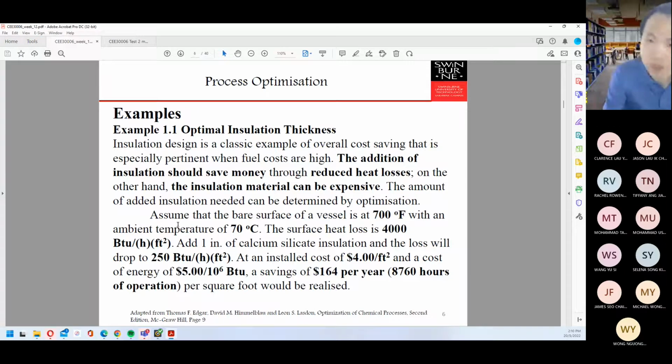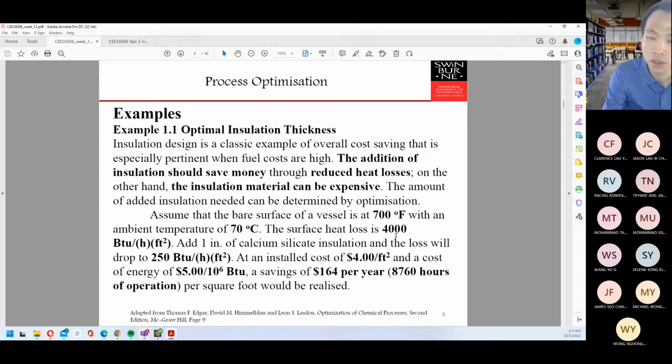Now, let's assume that the bare surface of a vessel is at 700 degrees Fahrenheit with an ambient temperature of 70 degrees Celsius. I think I need to go and revisit this again. This is probably 70 degrees Fahrenheit. I need to check again whether this is a typo or not, okay? Because normally if we use SI units, then we will use SI units consistently all over the problem.